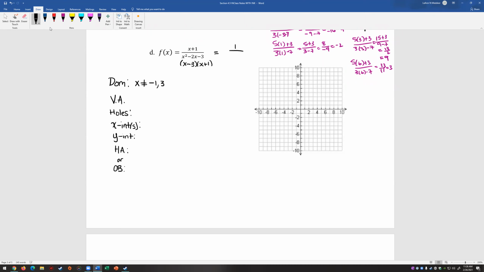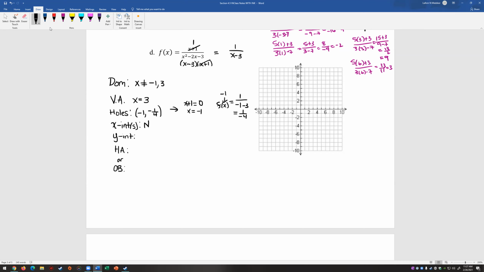This would be a 1 on top because this is going to cancel, but there's still a 1 here, over an x minus 3. So the only one that is a vertical asymptote is +3, since that is still in my denominator. We do have a hole. The hole is found by setting the part that cancels equal to 0, and then plugging that back into the reduced function. So I'm going to plug -1 into this reduced function, and that's going to be 1 over -4, or -1/4. So there's my hole.